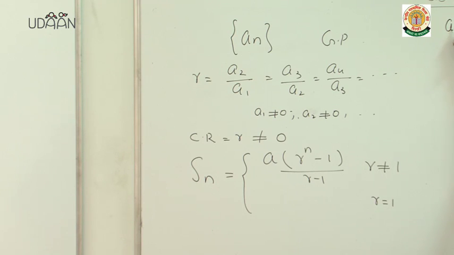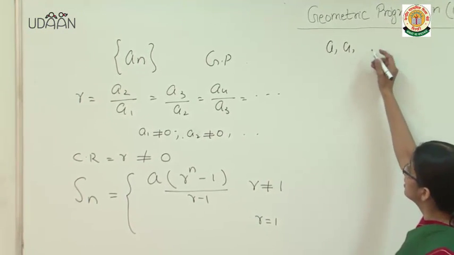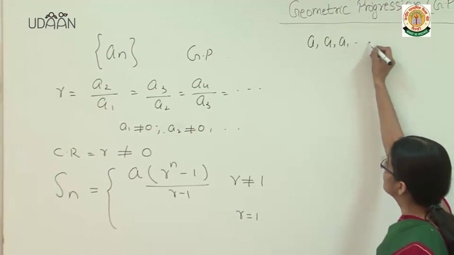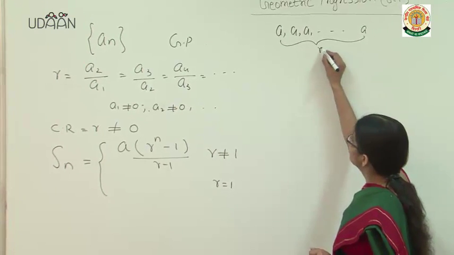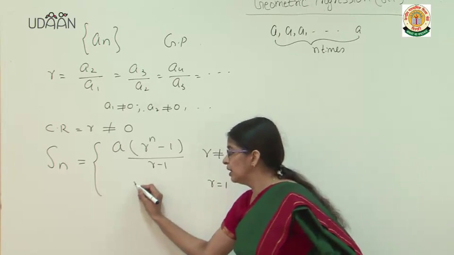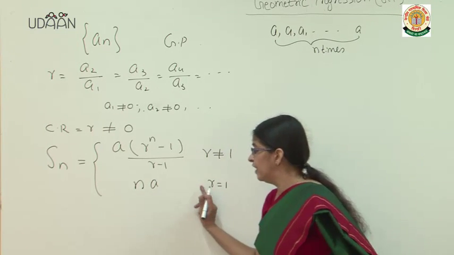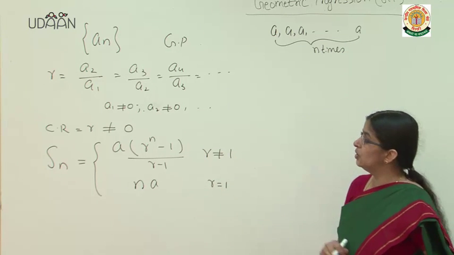GP is there, first term is a. Common ratio 1, what will be the next term? ar, again a. Third term, ar square, a, etc. a, how many times? n times. So, the sum to n terms is equal to n times a when r equal to 1, when the common ratio equal to 1.